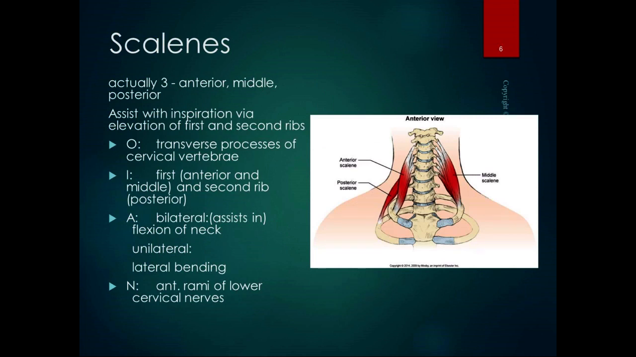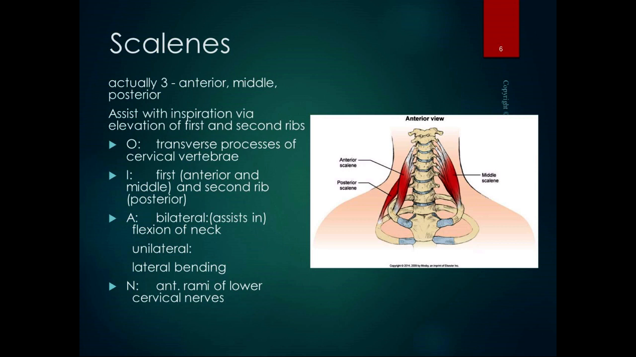They are more lateral. There are actually 3 heads of the scalenes: anterior, middle, and posterior, and they're all pictured here. They assist with inspiration via elevation of the first and second ribs. So the last section we're going to talk about is ventilation. Any muscle that can elevate the ribs can be an assistant muscle in ventilation, and we'll talk about that.